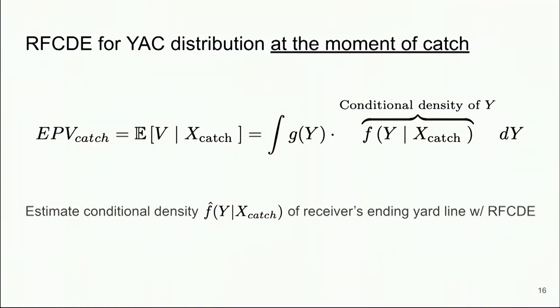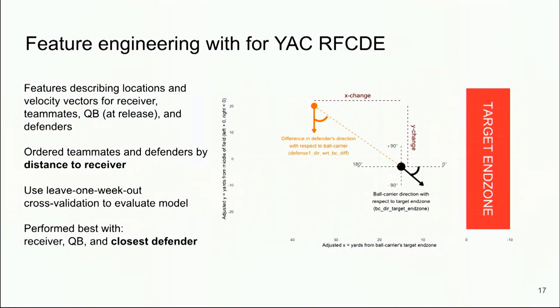So I'm modeling a full distribution estimate with this RFCDE model of where I believe a receiver will end up on the field after they catch the ball. Part of this process involves extensive feature engineering. I'm constructing information about the location and velocity vectors of the receiver, and information about their teammates, everything ordered with respect to the distance to the receiver. So I have defender 1 information, corresponding to the closest defender at the moment of catch, and offense 1 information, the closest teammate to the receiver at the moment of catch. I have information about the quarterback at the moment of release, so knowing the length of the pass directly, and the speed at which the quarterback is moving.